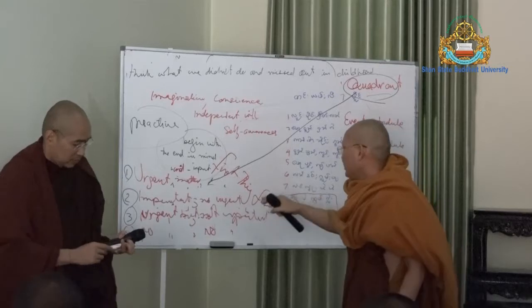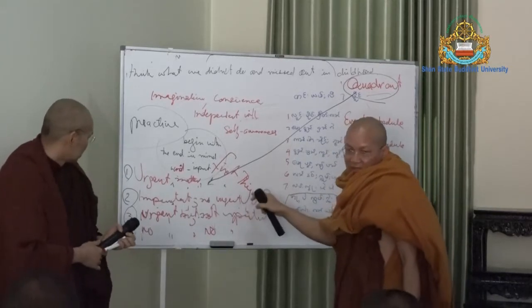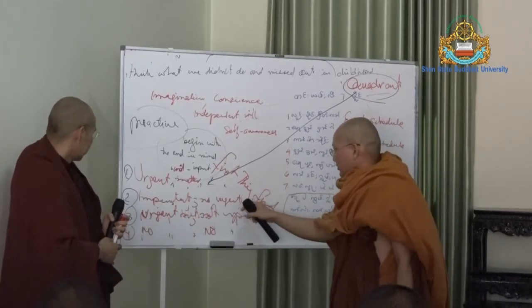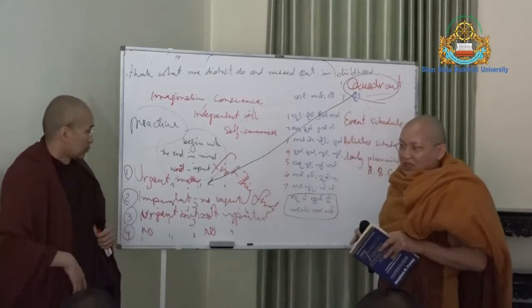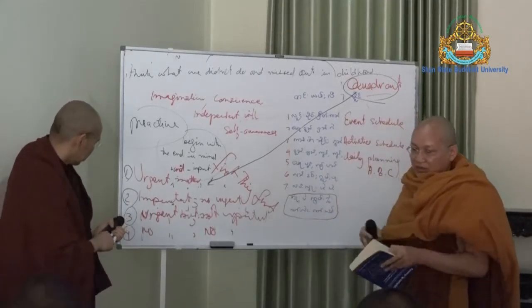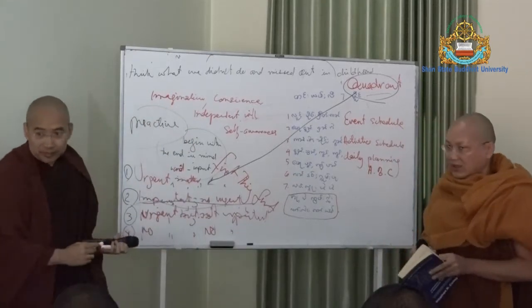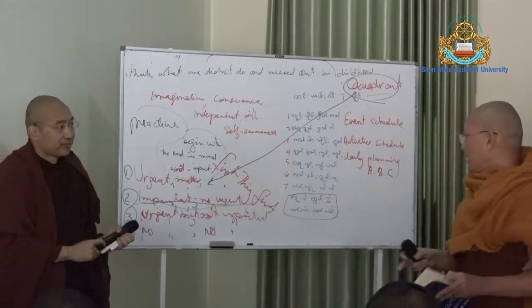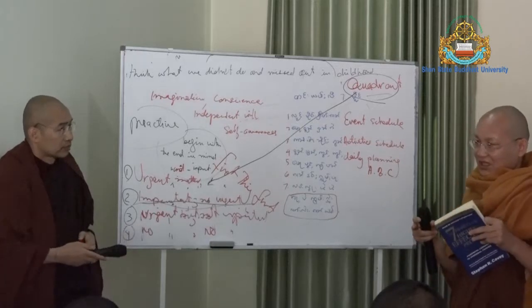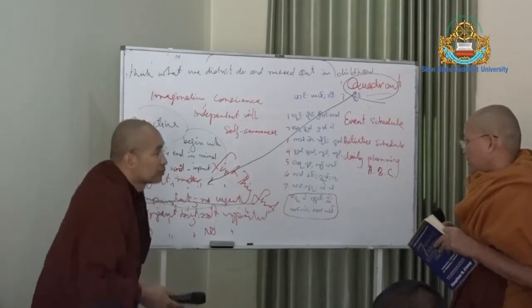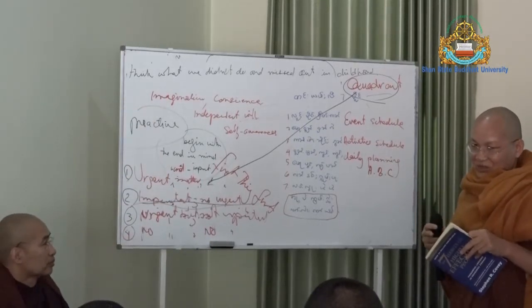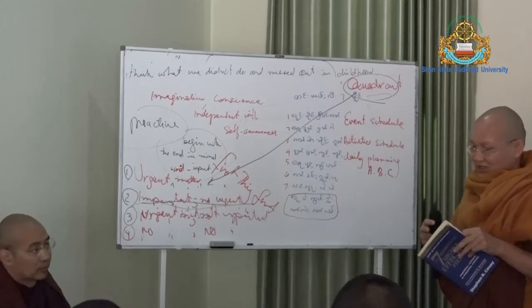Number 2 is the best. If you adopt this habit, you can complete your tasks, according to this book. The urgent one is like entertainment, Facebook, something like that, which we don't really need to do.